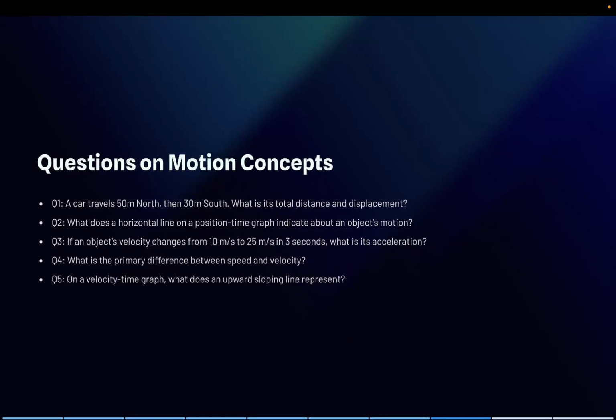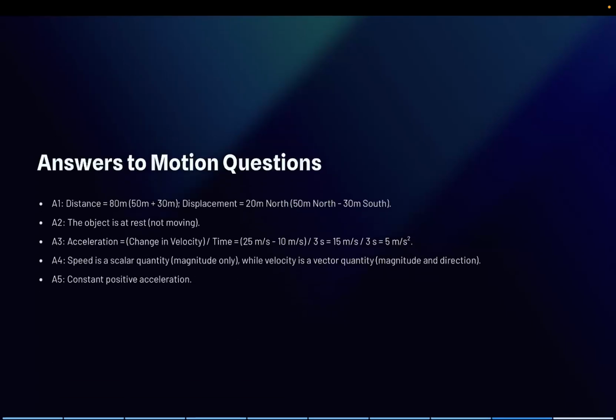And the fourth question, what's the primary difference between speed and velocity? Speed is the rate at which distance is covered, but it's also a scalar quantity. That means it only needs magnitude, it doesn't need direction. On the other hand, velocity is a vector quantity. It needs direction. It's speed, but with direction. So speed is a scalar quantity, which means only magnitude, but velocity is a vector quantity with magnitude and direction.